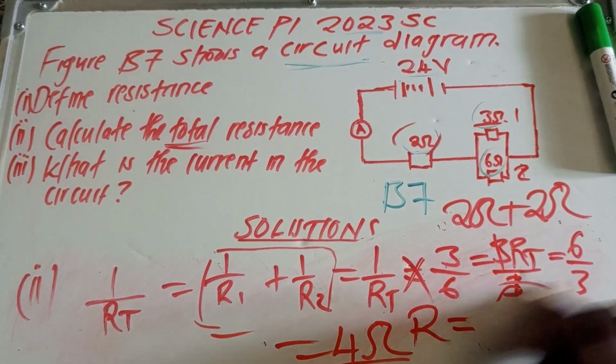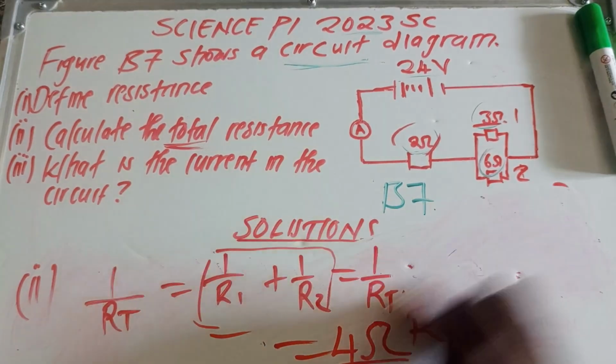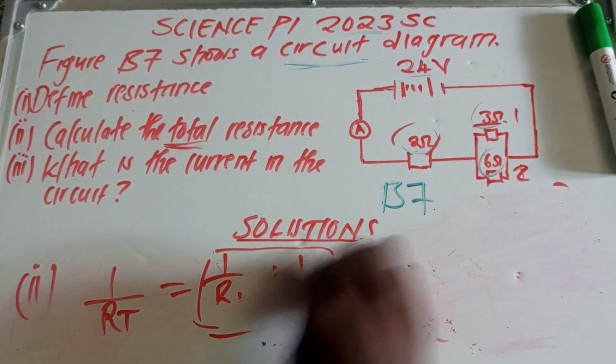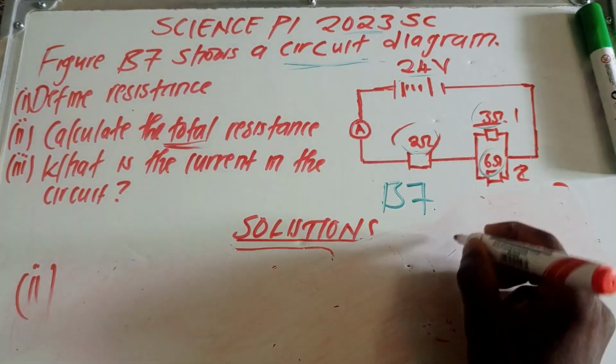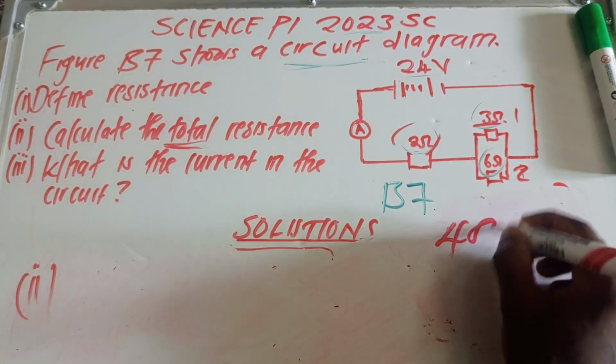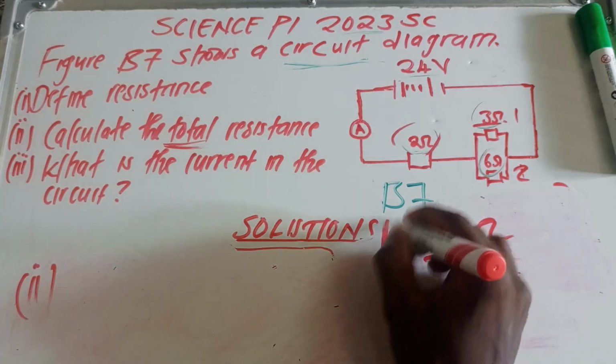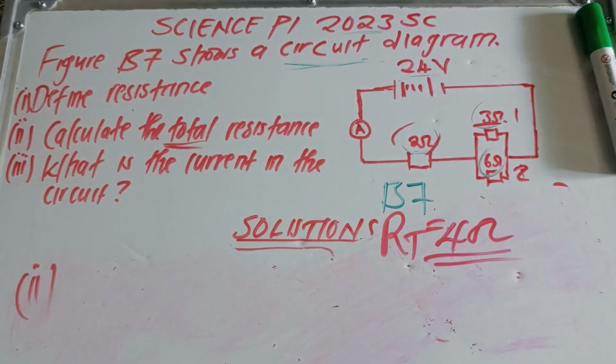So that is our solution for question 2. Okay, let's go to the last question. Remember, our resistance which we have calculated is 4 ohms. This is our total resistance.